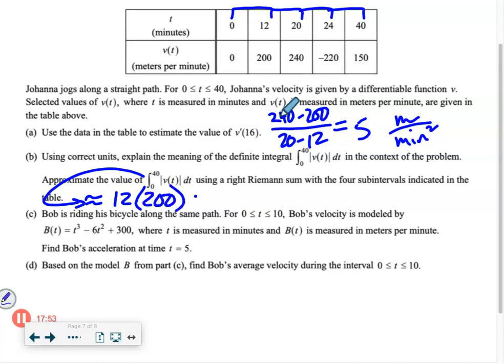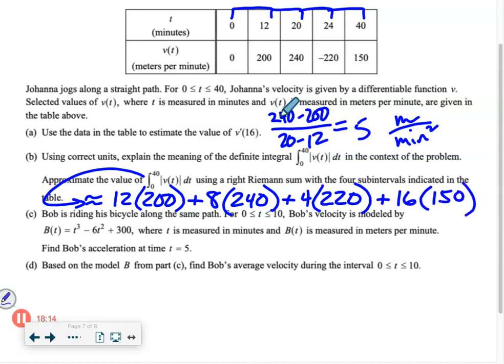200. What's the next width? 8. What's the next height? 240. What's the next width? 4. What's the next height? Not negative 220? No, because it's absolute value. Last width? 16. Last height, 150. Okay.